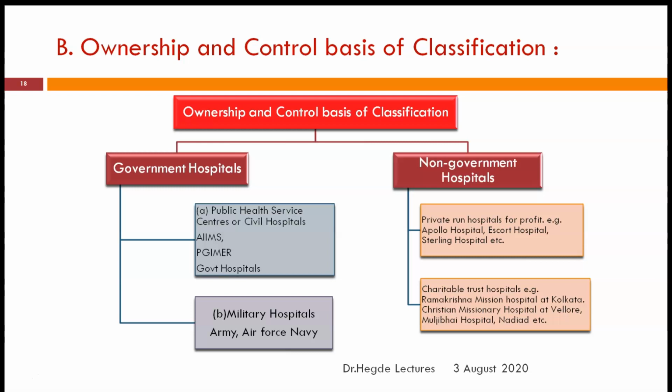For example, this includes Ramakrishna Mission Hospital at Kolkata, Christian Missionary Hospital at Vellore, Malji Bhai Hospital, Nadiad. They are all charitable hospitals. Like a charity, they run the hospital and give services to the patients.